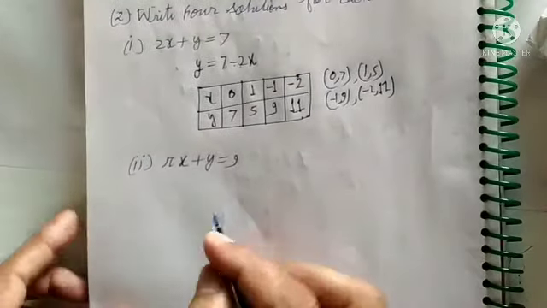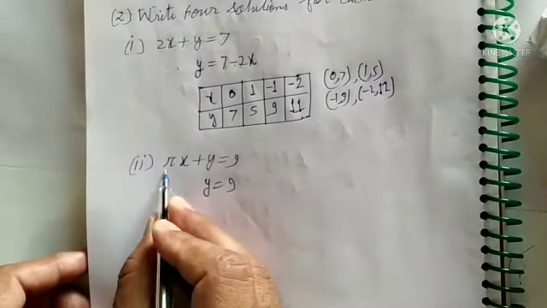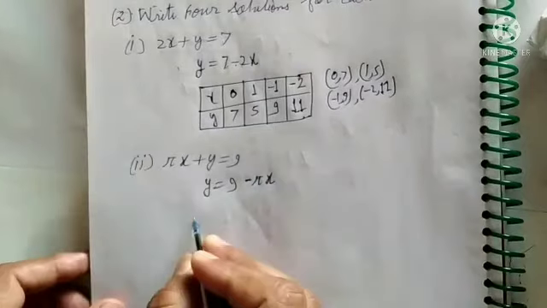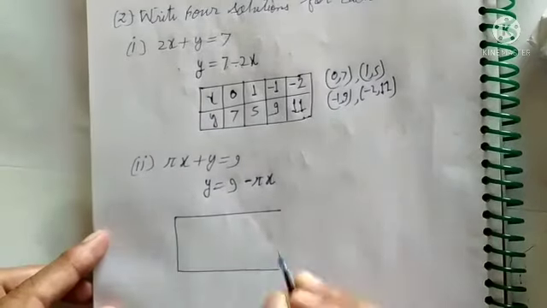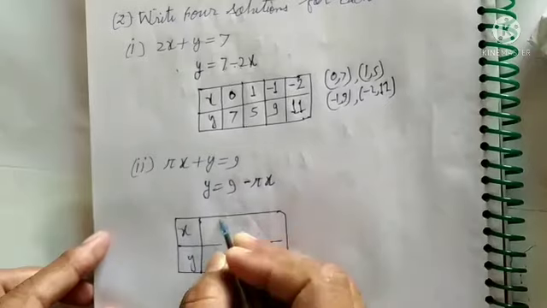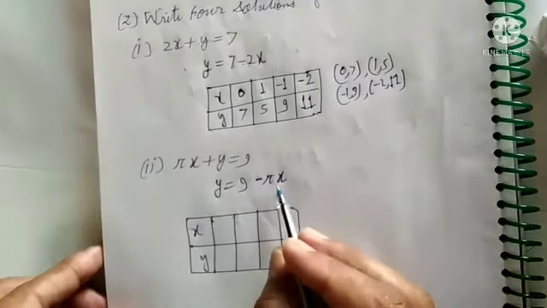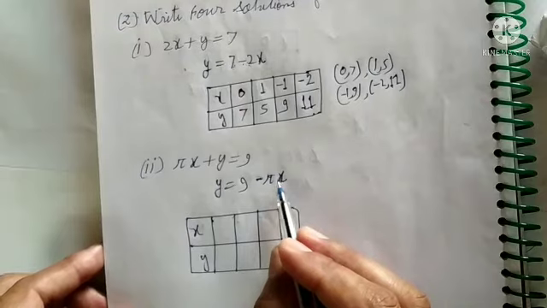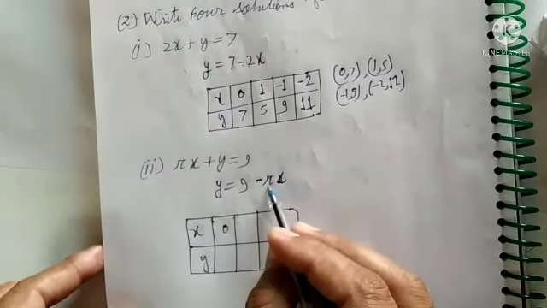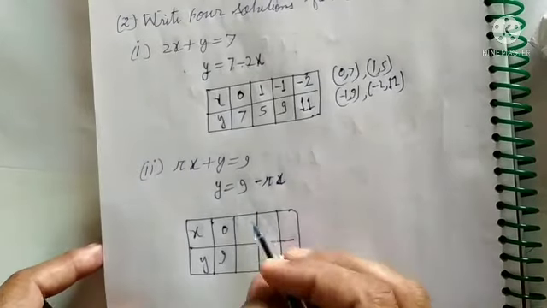Now next part, second part. Similarly, y is equal to 9 and transpose pi x to that side, so it becomes minus pi x. Now again make the table. It's so simple. x, y, and 1, 2, 3 and 4 solutions here. So first, if you take x equal to 0, then pi times 0 is 0 only, and 9 minus 0 is 9 only.